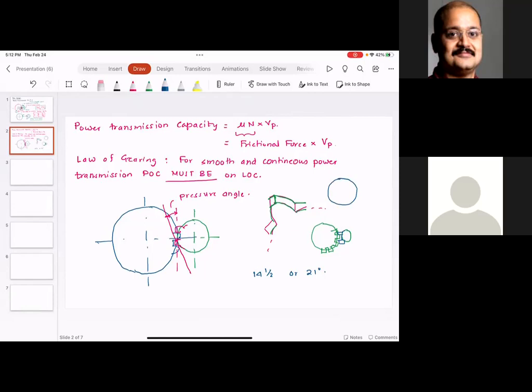So think about that. This is a circle. On there, you have this flat surface. And what's going to happen is, if this circle rolls on this flat surface, the point is going to trace a curve, and that curve is nothing but the involute curve.